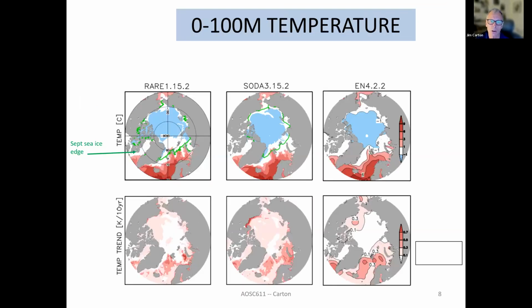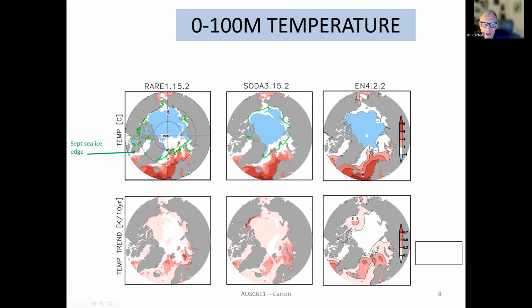This is 100-meter temperature. This is my second to last slide. The upper panel shows climatological temperature in the 0 to 100 meters. The lower panel shows the trend. This is just a linear least squares trend computed over the full 41-year record.